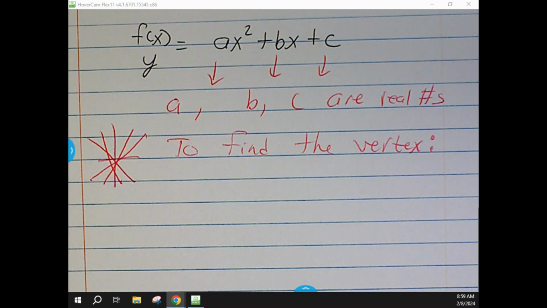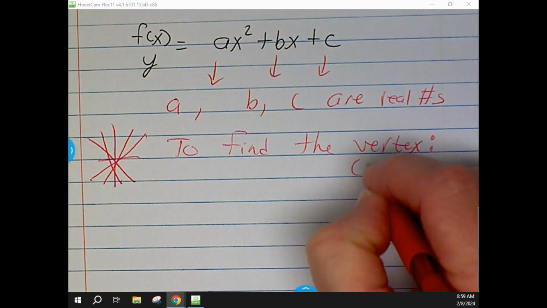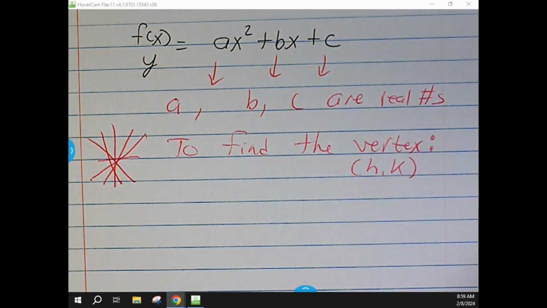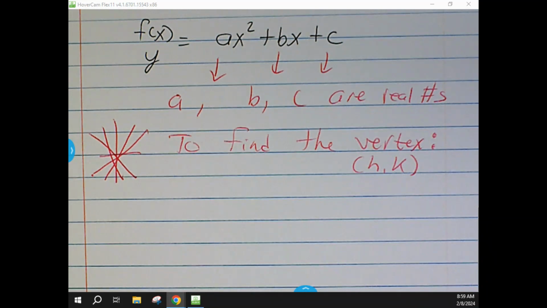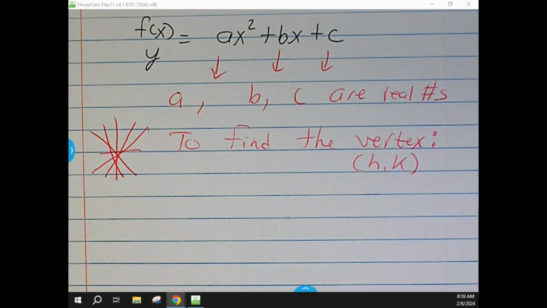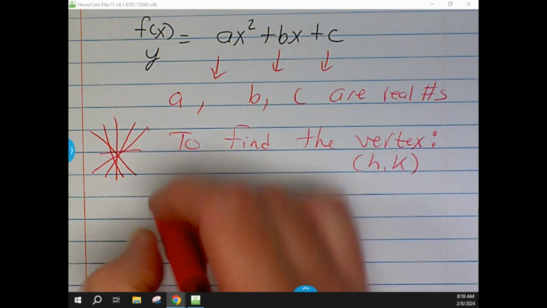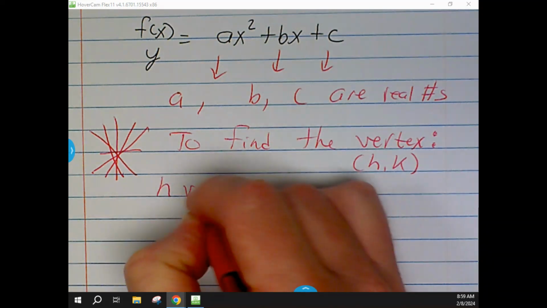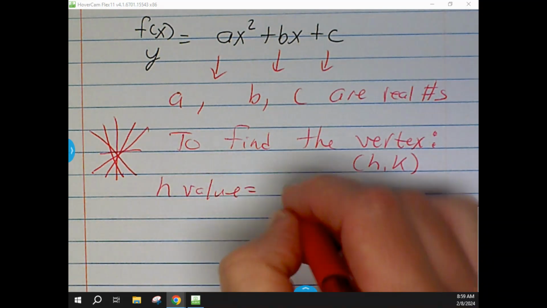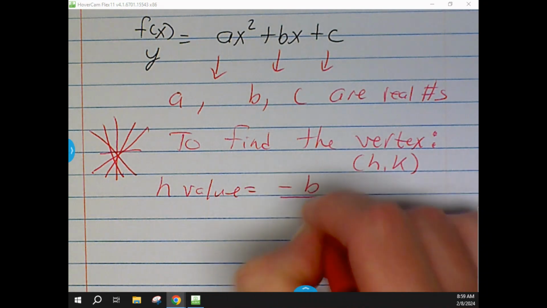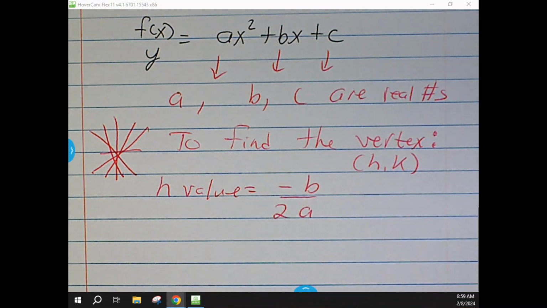Okay, so to find your vertex, which is the h and the k, it's still going to be the same thing. We're talking about the vertex. It's still the hk if we're looking at it for that part of it. The h value of the vertex is equal to negative b over 2a.